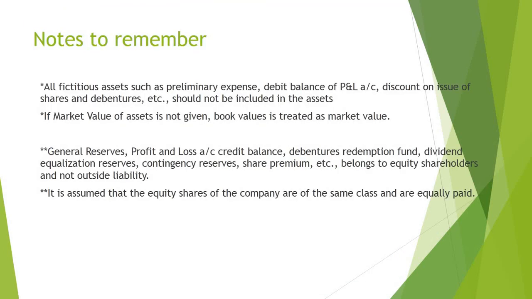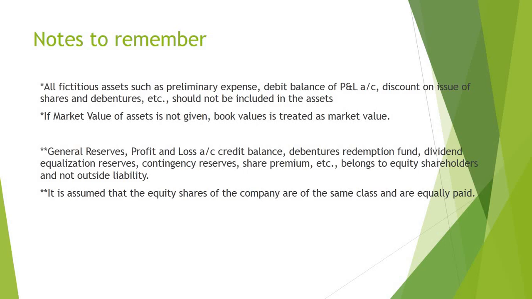All fictitious assets such as preliminary expenses, debit balance of P&L account, that is loss, discount on issue of shares and debentures, etc. should not be included in the assets. So we are not going to include any of these which are given in the asset side. We are also not going to take the loss of P&L account because that belongs to the equity shareholders. If market value of asset is not given, book values will be treated as market value. I've already explained that to you.